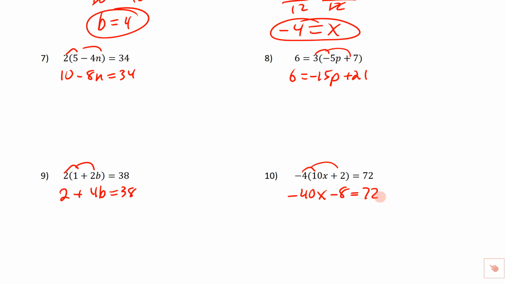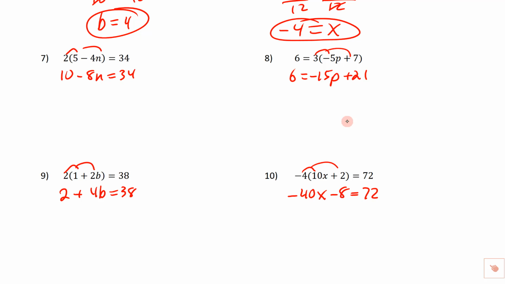Now again, what we're relying on here is our ability to quickly recall the fact that 2 times 5 is 10, 2 times negative 4 is negative 8, and of course we've got the n on there. We've got this 3 times negative 5 is a negative 15. Of course, we've got the p on there. And then positive 3 times positive 7 is 21. And then likewise with these other ones here.